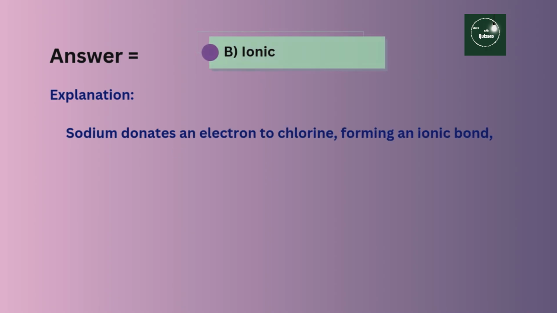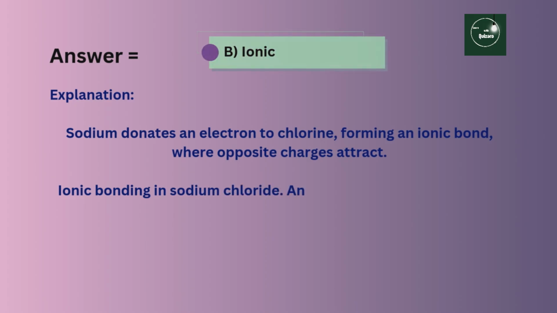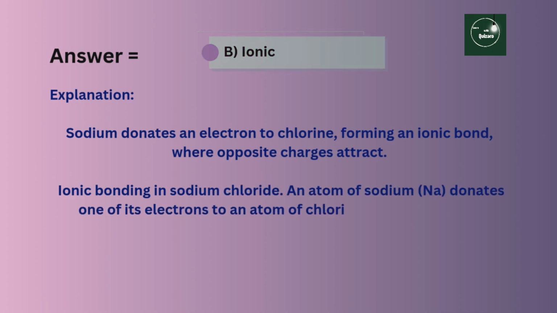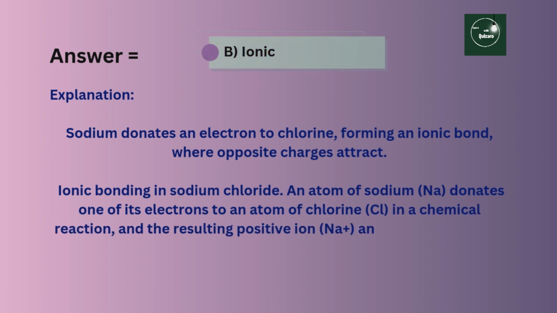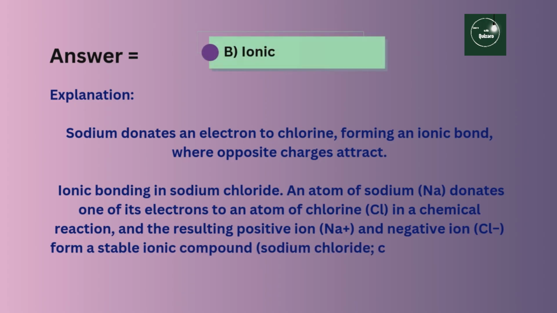Answer is B. Ionic. Sodium donates an electron to chlorine, forming an ionic bond where opposite charges attract, as in sodium chloride. An atom of sodium donates one of its electrons to an atom of chlorine in a chemical reaction, and the resulting positive ion and negative ion form a stable ionic compound, sodium chloride, common table salt, based on this ionic bond.